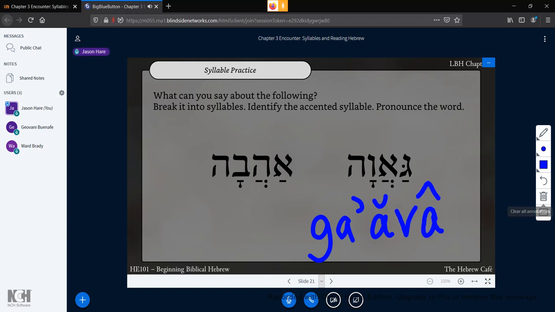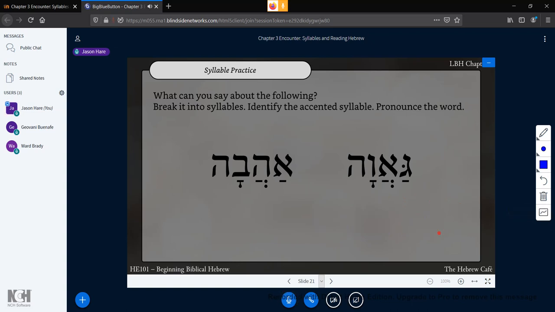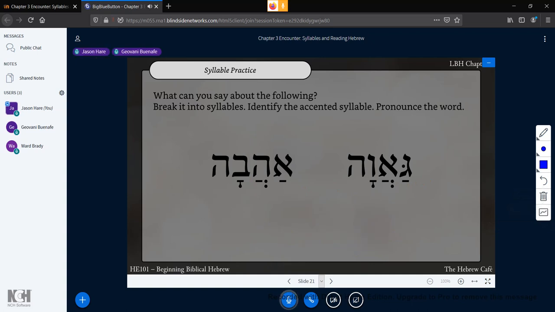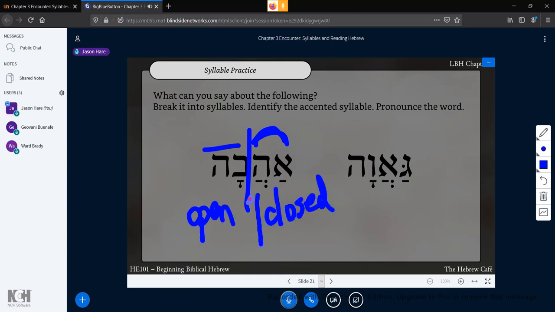Okay. The second word is related to it in pattern, but obviously not in meaning. It's from love. Ahava. Ahava means love. Okay, so you break the syllable here. Ah, ha, va. This is open, and this one would technically be closed because shva is shva, remember.